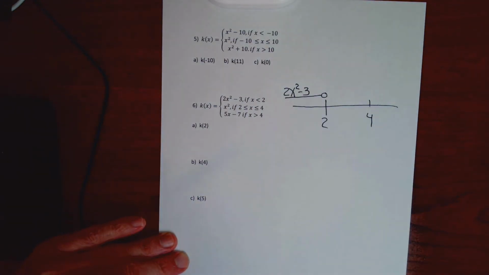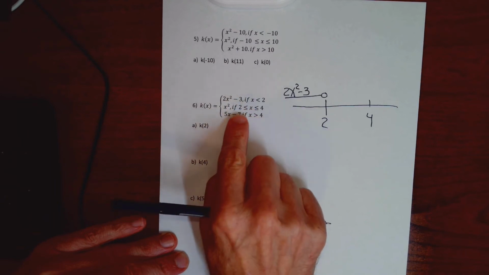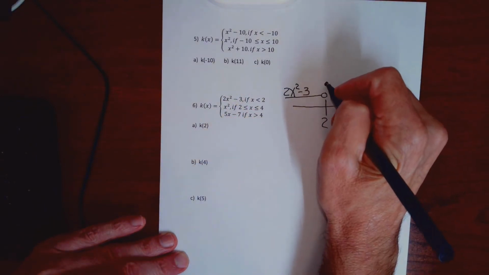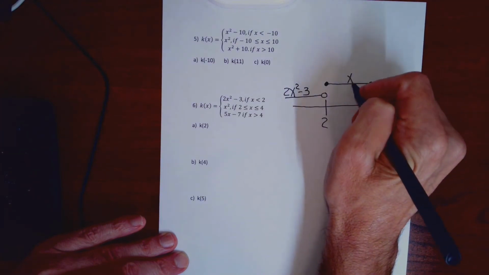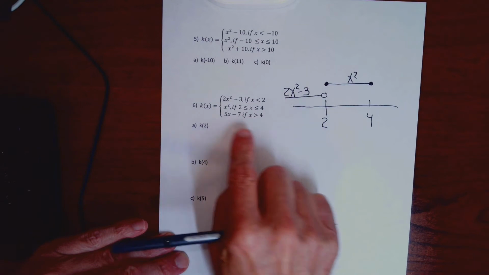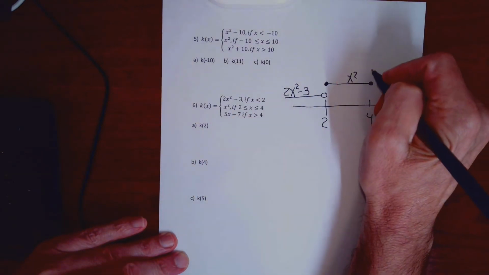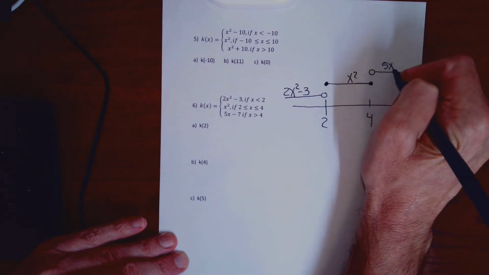if I'm given a number like 1 or 0, I'm going to plug that number into the 2x squared minus 3 function. If I'm given a number between 2 and 4, including the 2 and including the 4, because I both have or equals to, I'm going to plug the number into the x squared function. And if I'm given a number bigger than 4, but not equal to 4, I'm going to plug the number into the 5x minus 7 function.